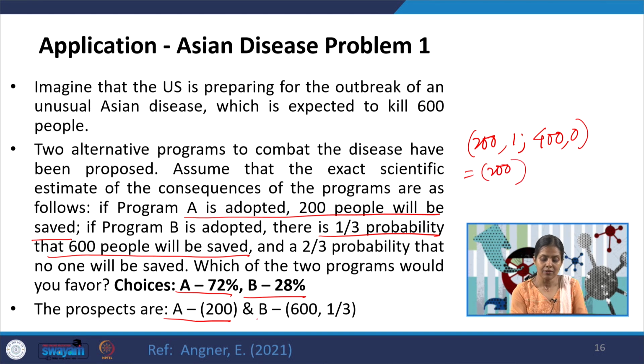And similarly, for prospect B or for program B, when program B is adopted, then there is 1/3 probability that 600 people will be saved, and we can always write that there is 2/3 probability that no one will be saved. So, as you know, we can write it explicitly and we can also drop it. So, this is how we would be writing prospect B.